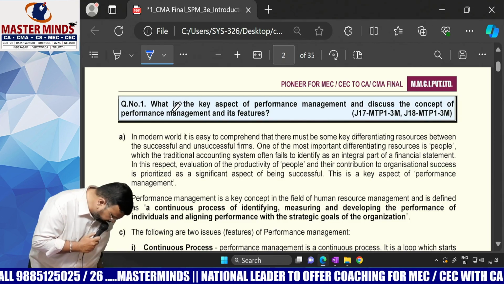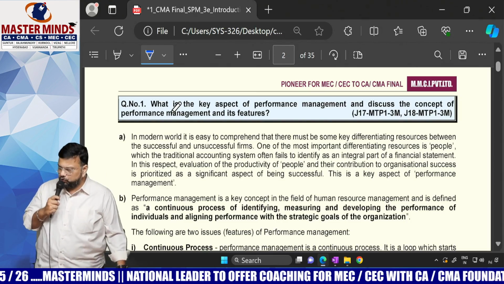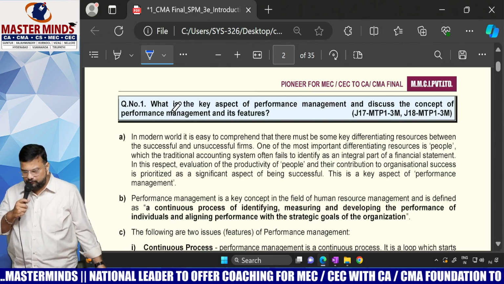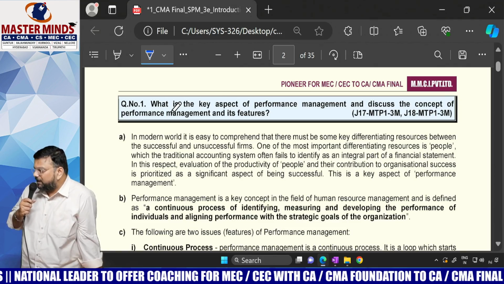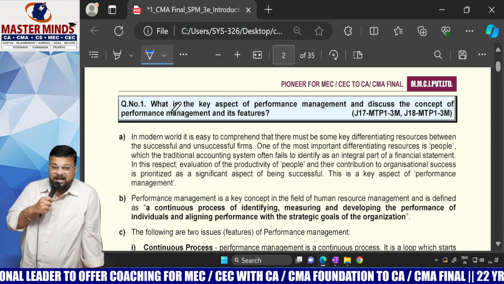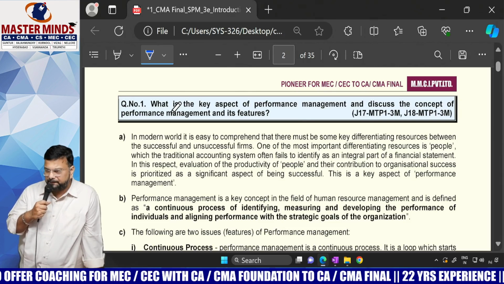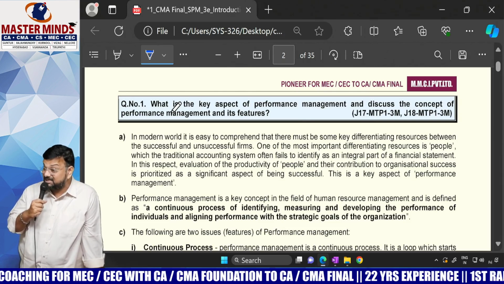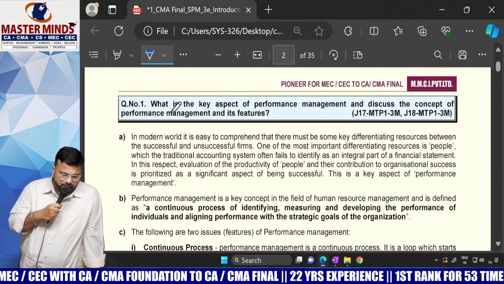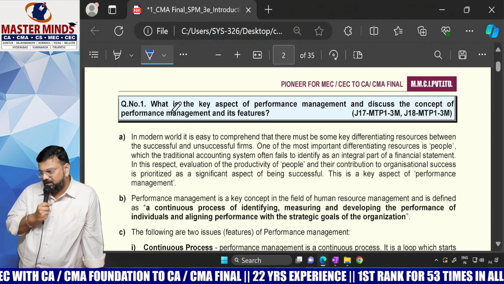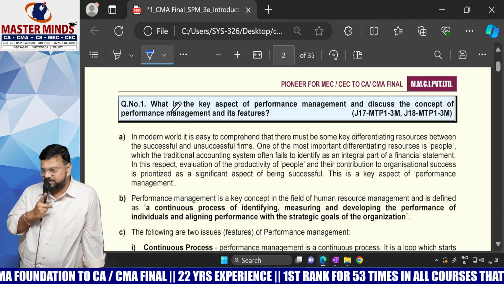There should be some key difference between a successful and unsuccessful firm. Everyone wants to know why so and so company is successful compared to other companies. In an industry, we have a number of companies, isn't it? Not all companies are equally successful. Some companies are more successful, some are less successful, and some are unsuccessful. They want to know what is the difference between a successful company and an unsuccessful company. The primary reason is employees.